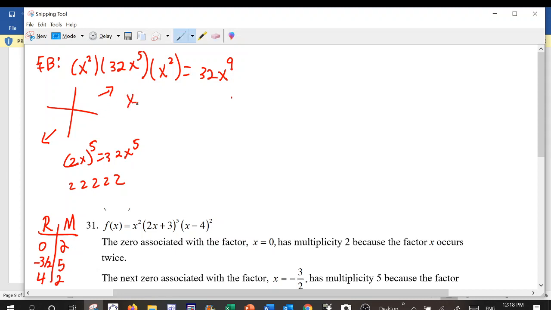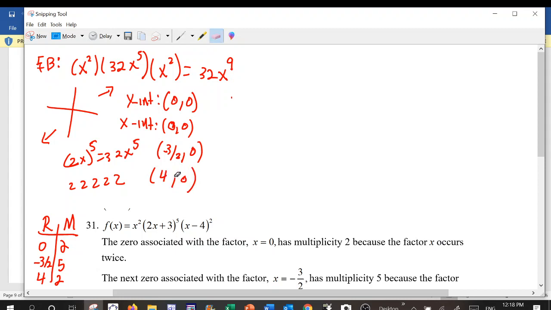Now what about the y-intercept? Well, the y-intercept is if we put 0 here, 0 here, 0 here, everything is 0. So it would be 0, 0, right? Because that x makes everything 0. And the x-intercepts we already have. X-intercepts are 0, 0. We have negative 3/2, 0. And then we have 4 and 0, right?